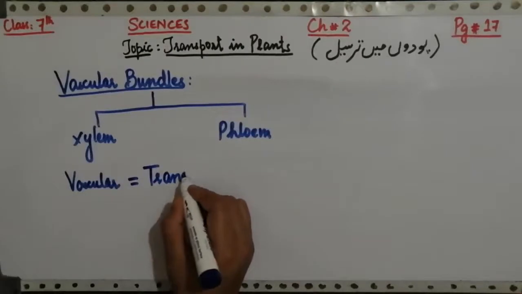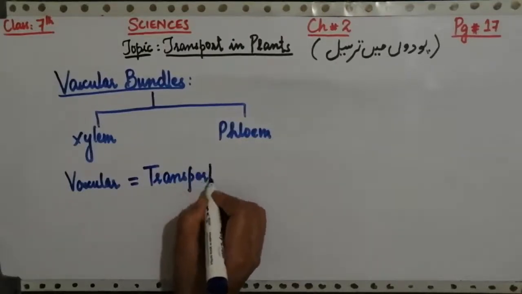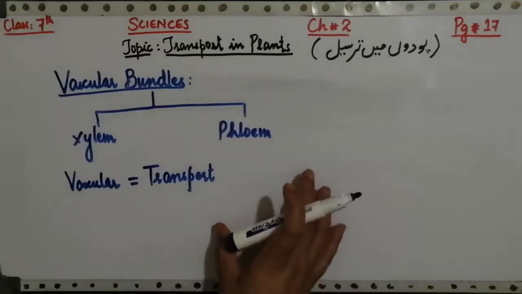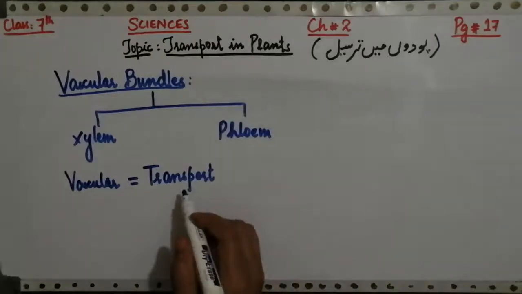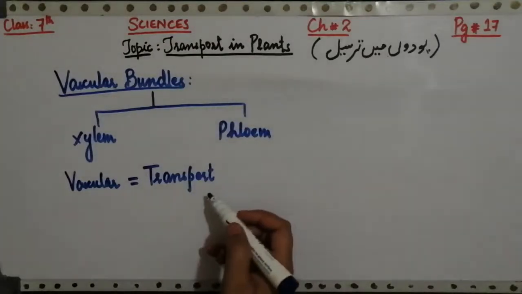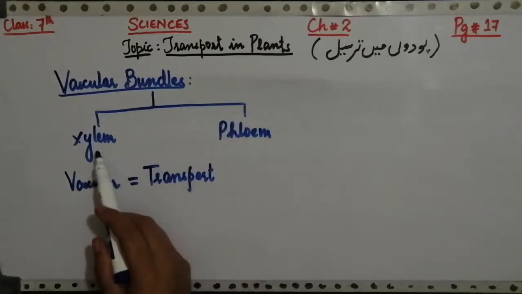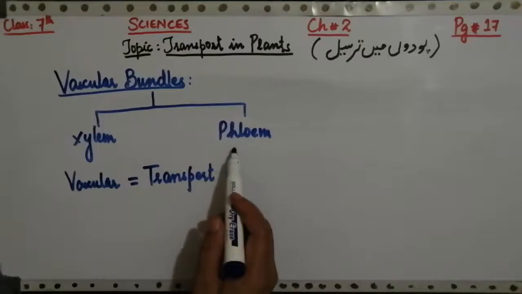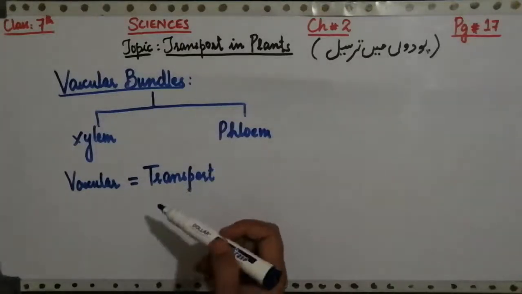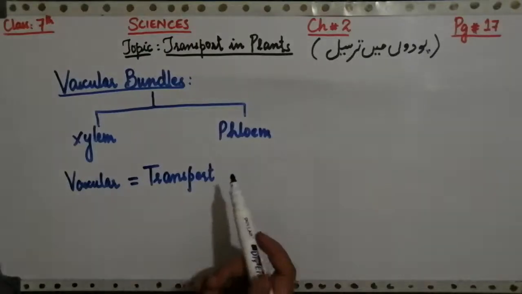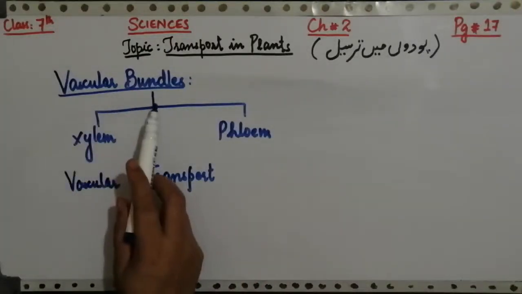Vascular means transport, and these transporting organs or this transporting system in the plant are basically present in the root and stem. These transporting tissues present inside the plant are called xylem tubes and phloem tubes. So xylem and phloem make a group, a bundle in the plant, and this bundle or group of the plant is called vascular bundle.